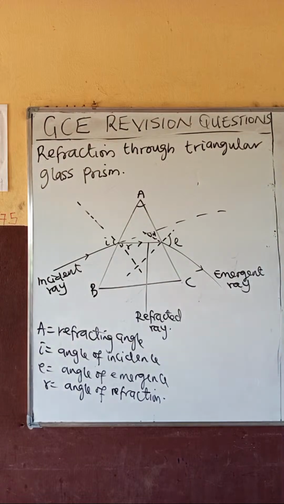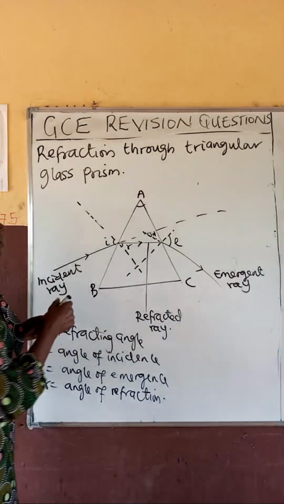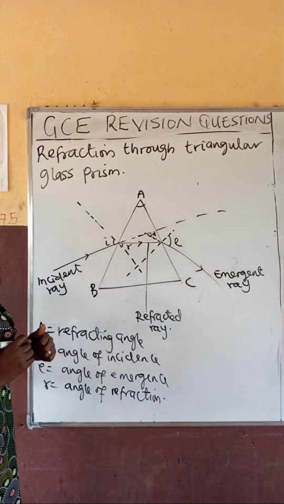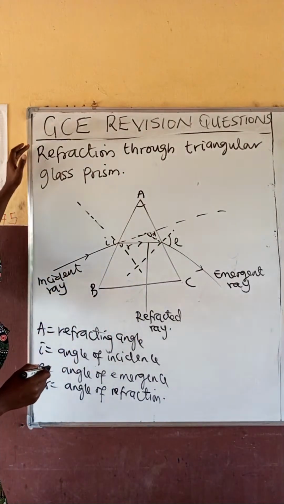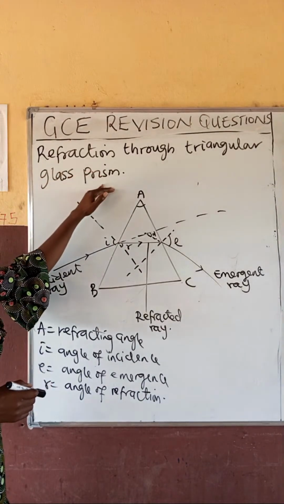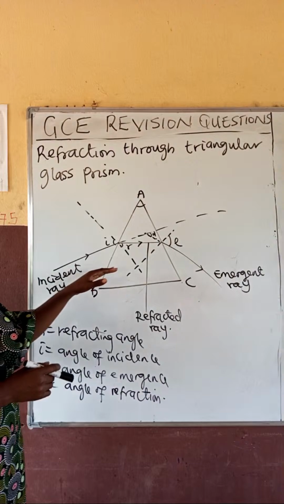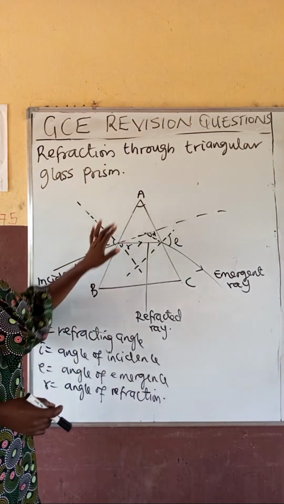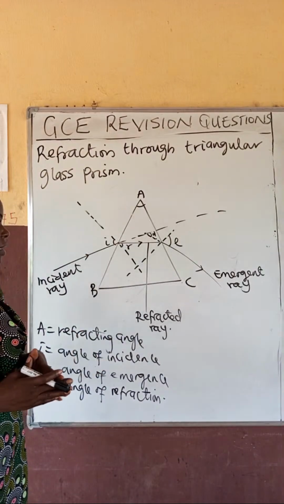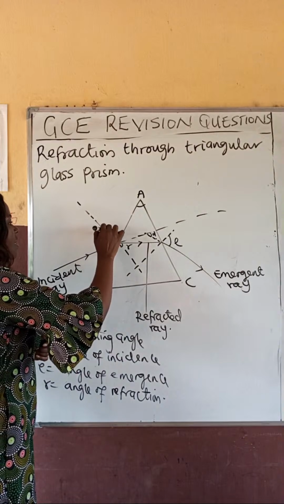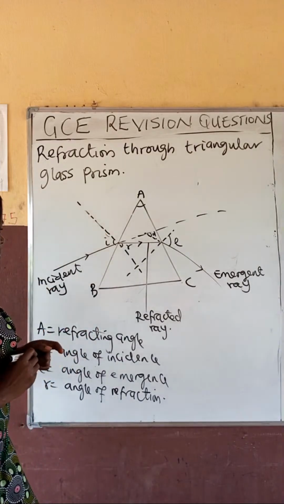All right, so I'm going to be explaining the refraction of light through a triangular glass prism. This triangular glass prism is an equilateral triangle, where all the sides are equal, 60, 60, 60. I'm going to explain the movement of this ray.